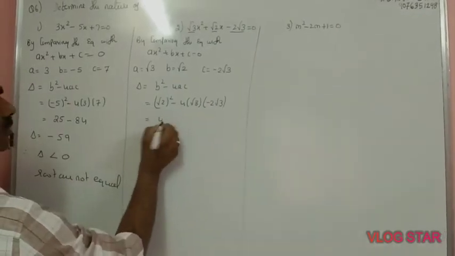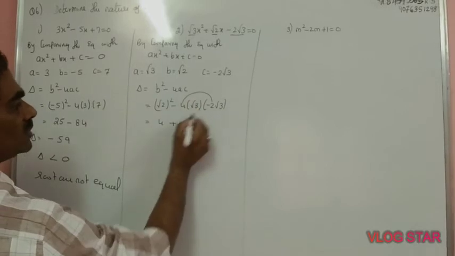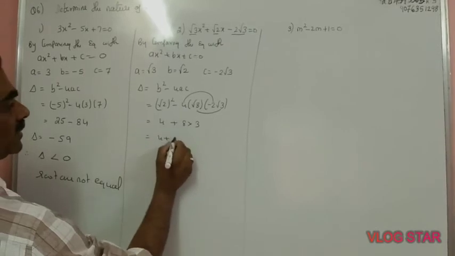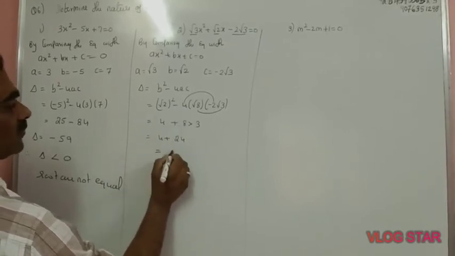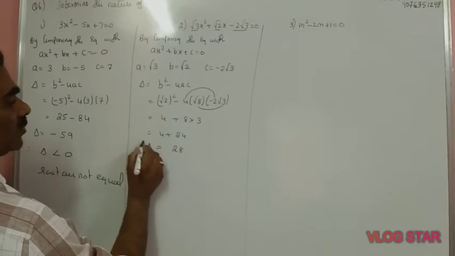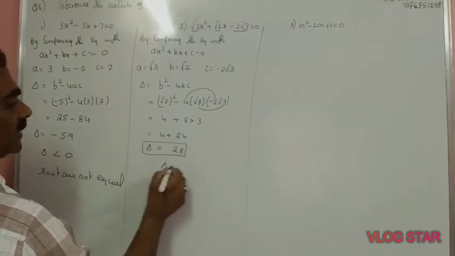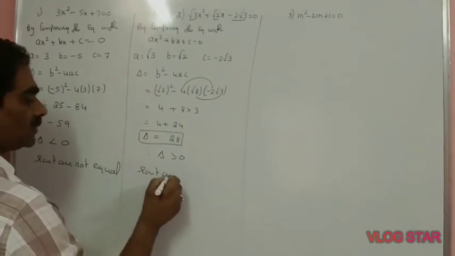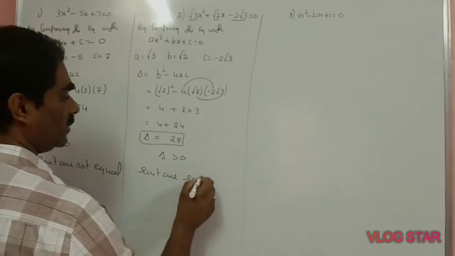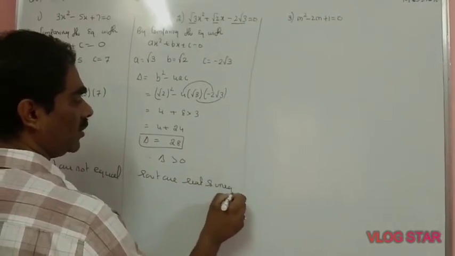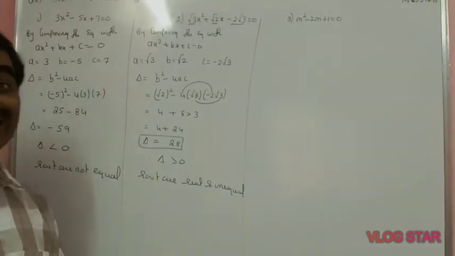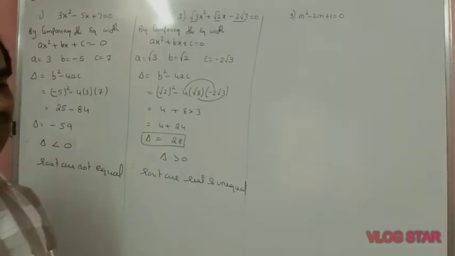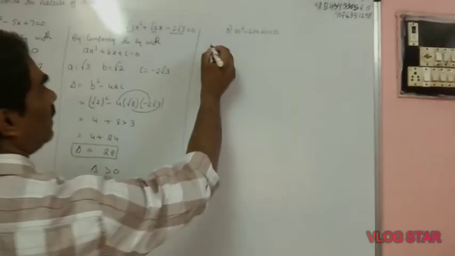So 2 squared is 2, minus minus becomes plus 4 times 2 is 8, √3 into √3 is 3. So 2 plus 8 threes are 24. We get the answer 26. So delta is 26. That is, delta is greater than 0. When delta is greater than 0, therefore roots are real and unequal. If positive, then roots are real and unequal.